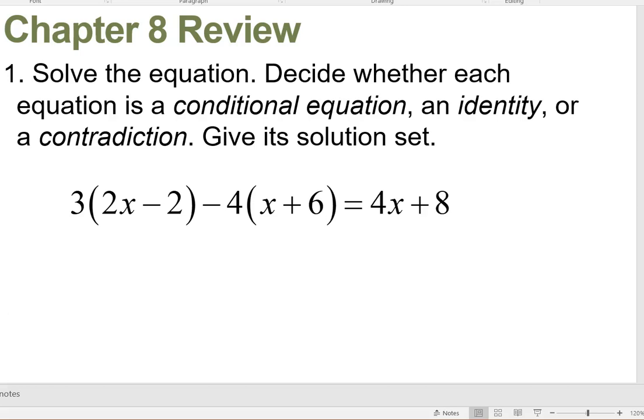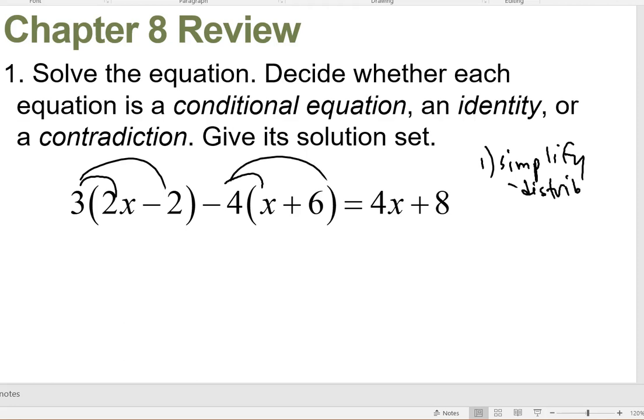So this first part should be pretty easy. Kind of review. What I put on here was when we're solving this, we need to first simplify, and that includes any distributing. So that would include to distribute and also combine like terms.